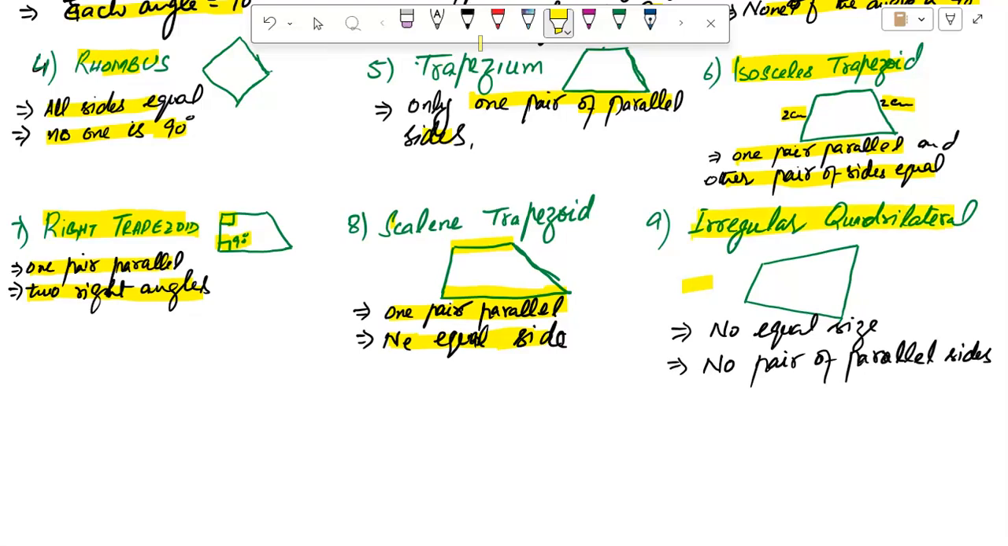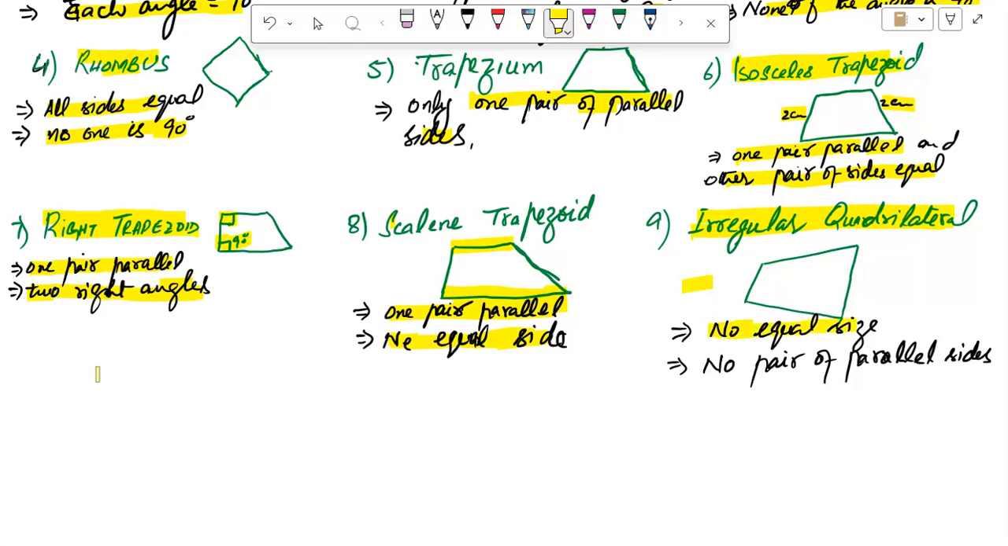Then there is an irregular quadrilateral, right? There is a four-sided diagram, but it is not a trapezoid. This one is not a rhombus. This one is not a rectangle. This one is not a square. This is not a parallelogram. What happens over here? We have an irregular quadrilateral.